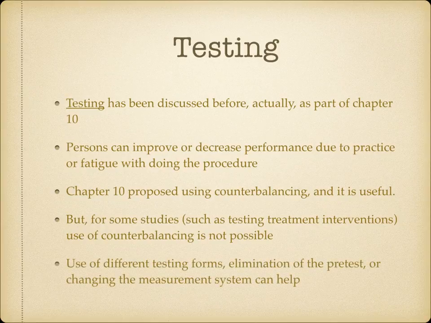You want to use possibly different testing forms. Or you can eliminate the pretest, or change the measurement system can help. And let me describe a little bit what I mean by each of these. Different testing forms means that maybe I have two different versions of the Beck's depression inventory, and I give that to persons on pretest, and I use the A form there, and I use the B form when they are in the post-test condition, post-treatment condition.